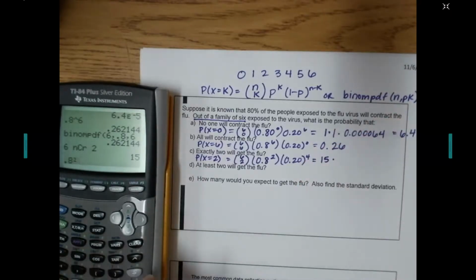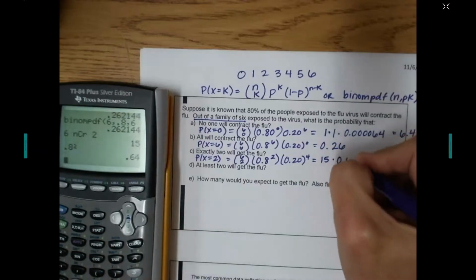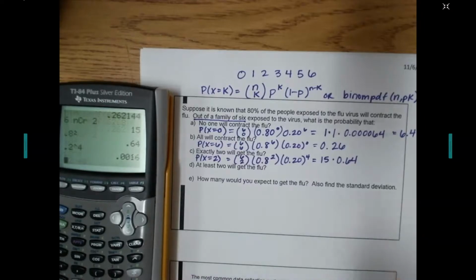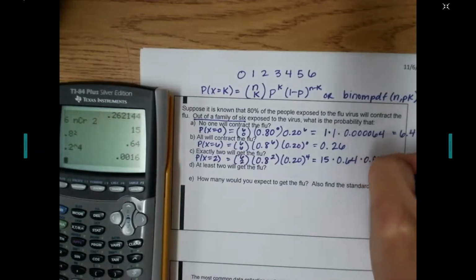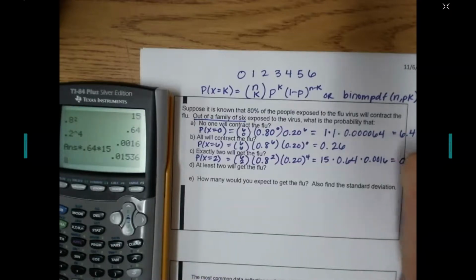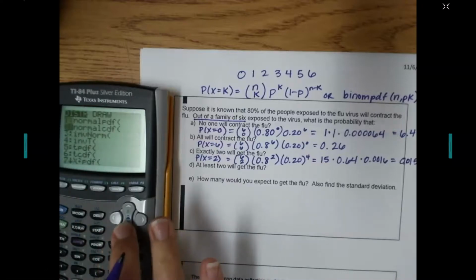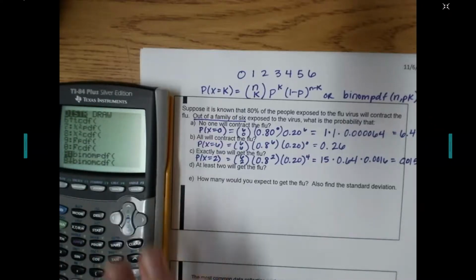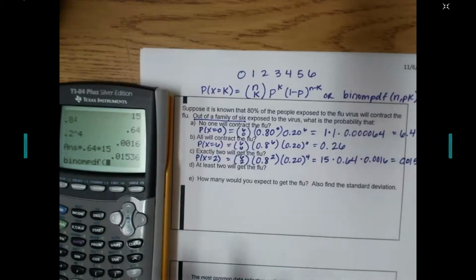0.8 squared, 0.64, 0.2 to the 4th, and then we multiply all that together. There's your probability. Oops, didn't put an extra 0 there. 0.0153. Or we could have just said 0.015. Okay, and if you wanted to try that again, that's a PDF again, right? So second bars, binomial PDF, because it's a particular probability looking for exactly 2. So n is 6, probability of success is 0.8. We're looking for exactly 2, and it gives us the same thing as our formula.